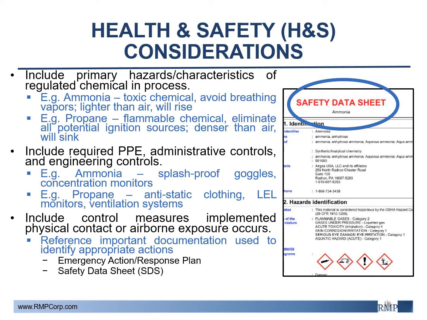Control measures are documented typically in the facility's emergency action and/or response plan and in the safety data sheet, SDS. The location of these items may be helpful to include. All of this information just discussed can be found in one place, the chemical's SDS. This would be the best source of information for H&S considerations.